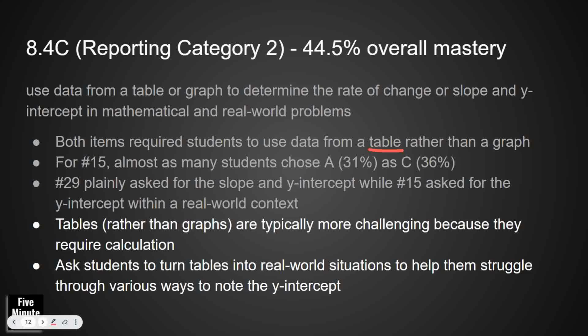And so in number 29, that was the inline choice. It just plainly asked for the slope and y-intercept. So that's mathematically, whereas 15 asked for it in a real-world context. We need to be able to provide our students opportunities for both.